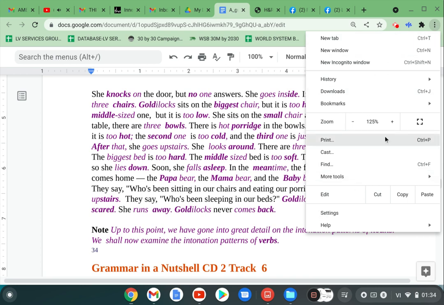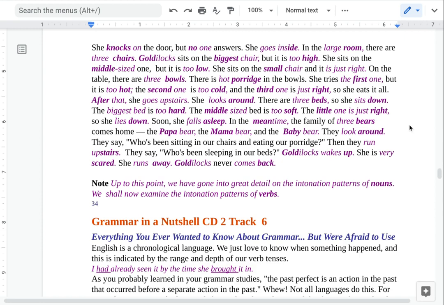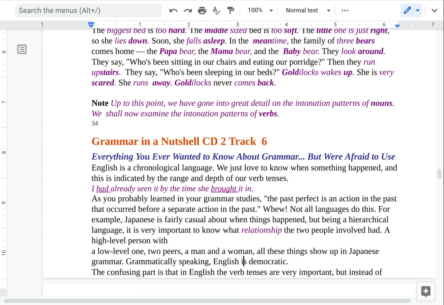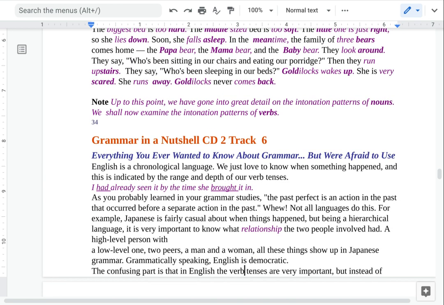Grammar in a nutshell. Everything you ever wanted to know about grammar, but were afraid to use. English is a chronological language. We just love to know when something happened, and this is indicated by the range and depth of our verb tenses. I had already seen it by the time she brought it in. As you probably learned in your grammar studies, the past perfect is an action in the past that occurred before a separate action in the past.